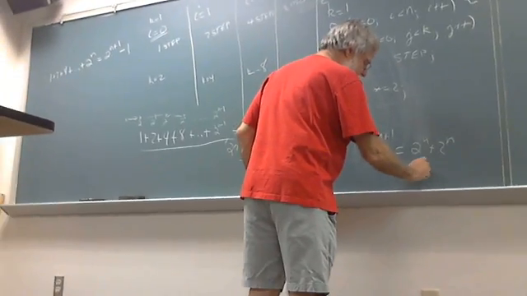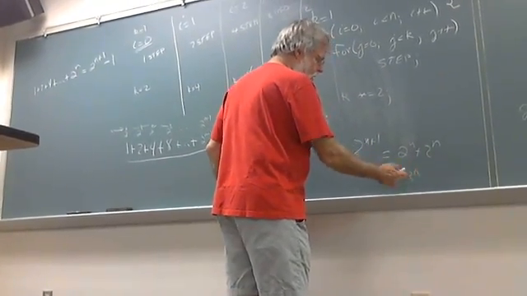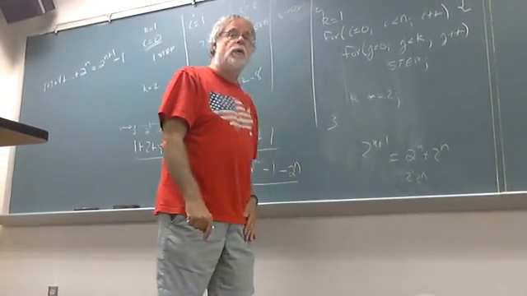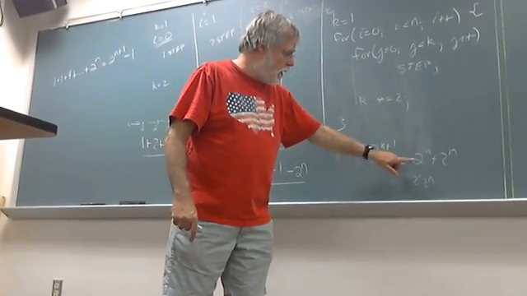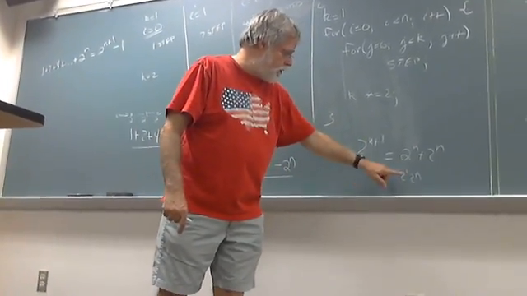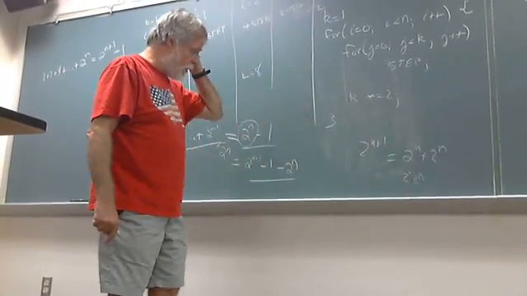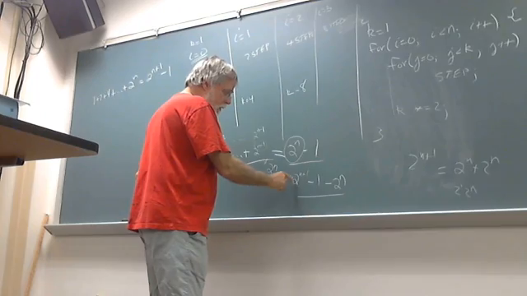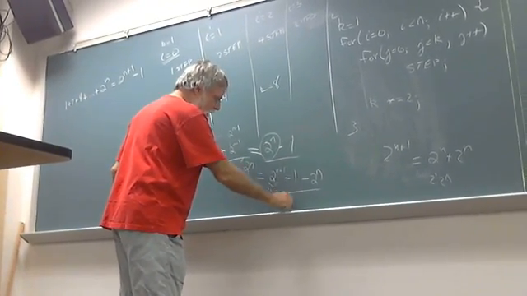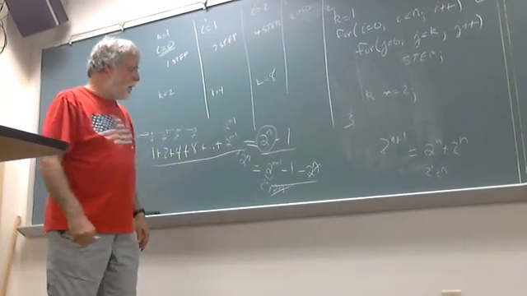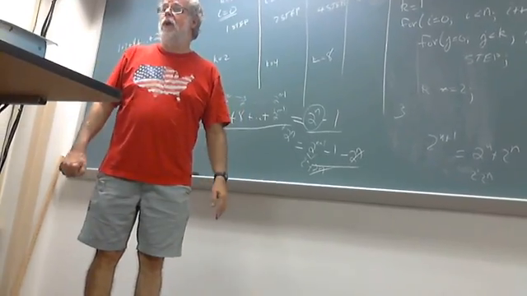This is the same as 2 times 2 to the n, or 2 to the first times 2 to the n. What's the rule if you have the same base? You add exponents. So 2 to the n plus 1 really is 2 to the n plus 2 to the n, because that's twice 2 to the n, and 1 and n makes n plus 1. So this guy here is really 2 to the n plus 2 to the n. I'm subtracting off 1 2 to the n, so I'm left with 2 to the n minus 1.